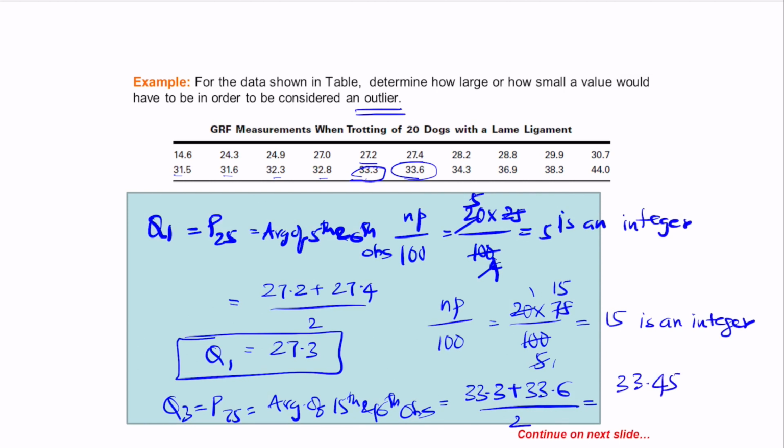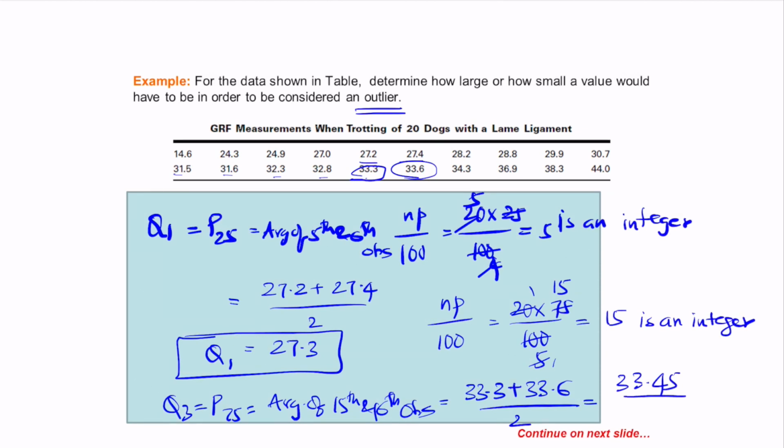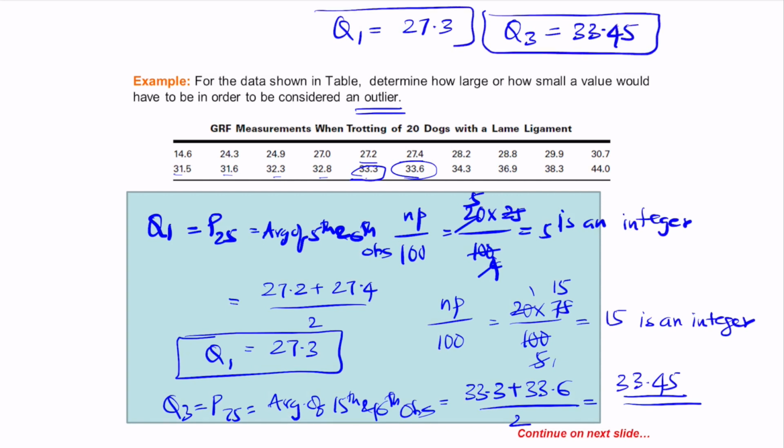Right? So this is the value of 33.45. Give me a second, let me check the actual value. So yes, the value is 33.45. So now we have the two values that we need: Q1, which is 27.3, and Q3, which is 33.45. So we have the two values we need.